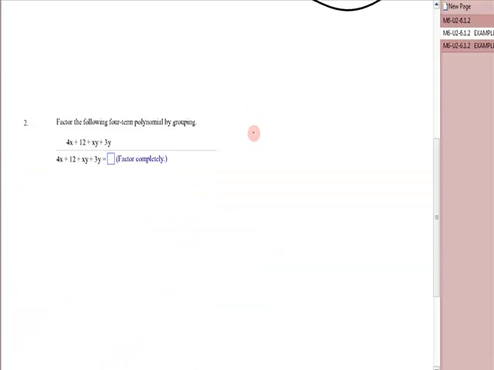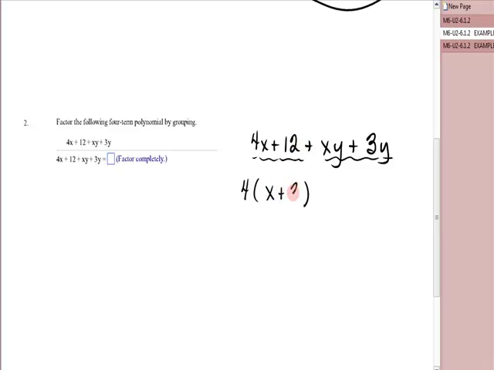The next one, I have 4x plus 12 plus xy plus 3y. No common factor to all 4 terms, which means that I then just go ahead and try a grouping technique. What's in common in the first group? Hopefully you see a 4. 4 goes in there x times, and 4 goes into 12 3 times. I'm going to bring down this sign of a plus.